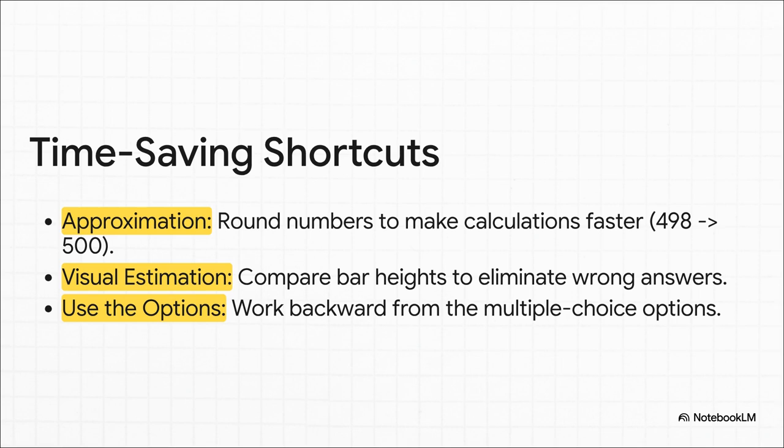First one, get good at approximating. Be smart lazy. Don't calculate 498 divided by 102. Round it to 500 divided by 100. Boom! It gets you in the ballpark and helps you kill off wrong answers immediately. Second, use your eyes. Before you even pick up your pencil, just look at the chart. You can often visually estimate and see that, hey, 2 of these answer choices are just impossible. And third, use the answers they give you. Sometimes the fastest way to the right answer is to work backward from the options. It can be a huge time saver.